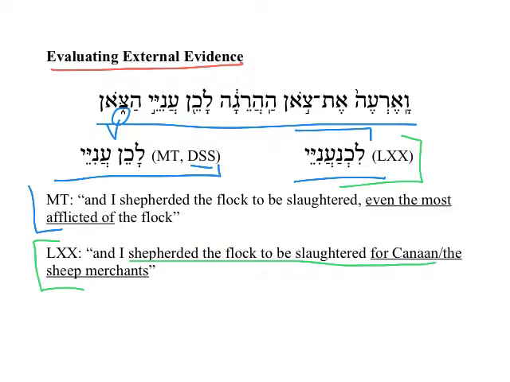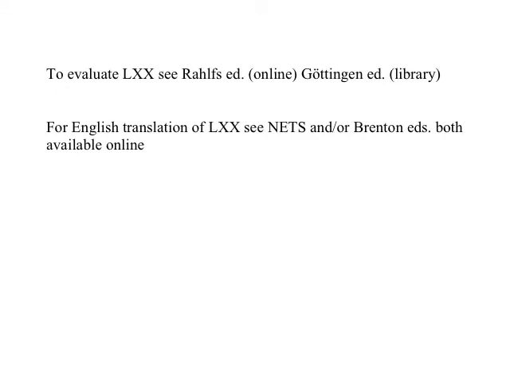Now again, if we're thinking in terms of the Vorlage of the Septuagint, that is the Hebrew text from which the Septuagintal translators translated, we still have to decide if this term is to be understood as the Canaanites, or if this is not a proper name, but rather a term for merchants. Since the editor of the BHQ preferred the Septuagint, the student may want to evaluate the Septuagintal reading for oneself.